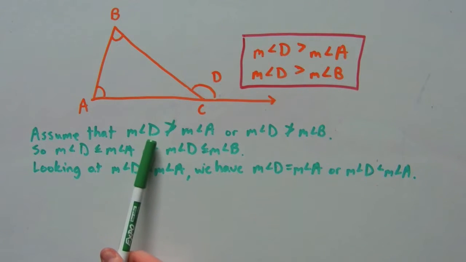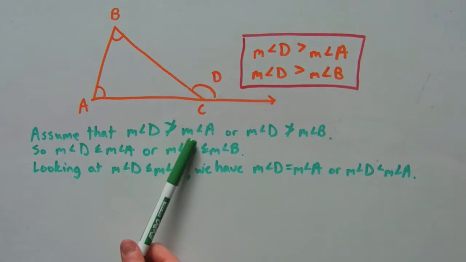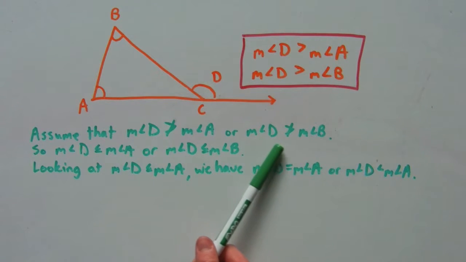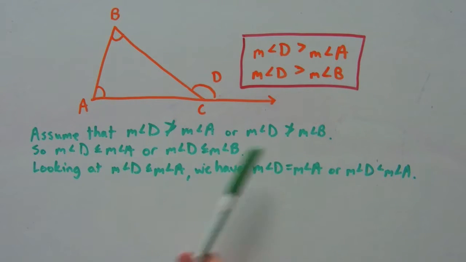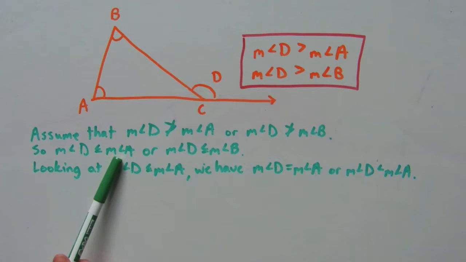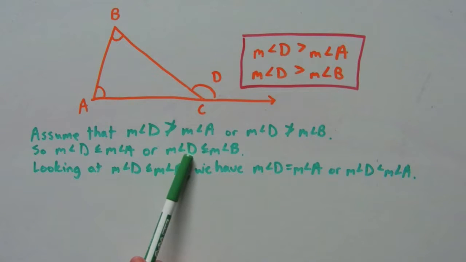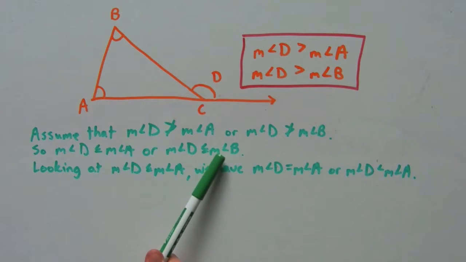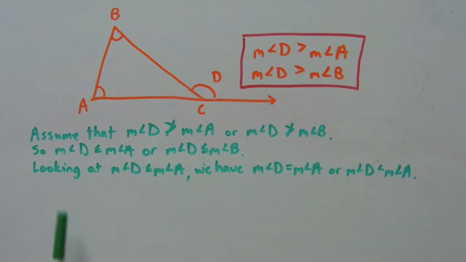Assume that the measure of angle D is not greater than the measure of angle A, or the measure of angle D is not greater than the measure of angle B. That means that the measure of angle D is less than or equal to the measure of angle A, or the measure of angle D is less than or equal to the measure of angle B. Let's just look at the measure of angle D less than or equal to the measure of angle A.